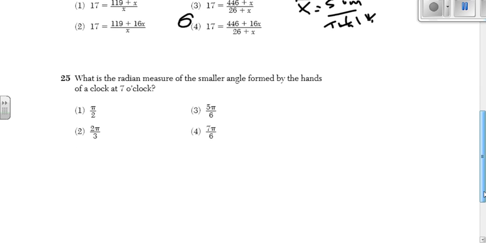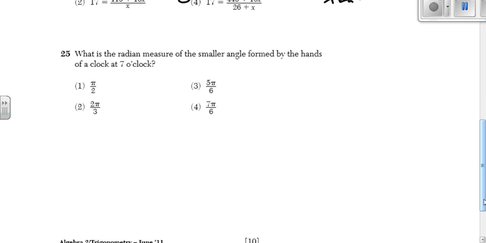The angle measure that will be formed by the hands at 7 o'clock. So 7 o'clock looks like this. So that gives us 5 over 12 times 2 pi, which gives us 5 pi over 6.